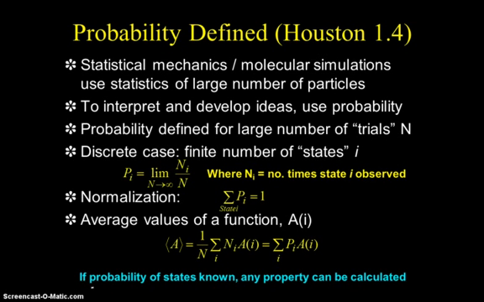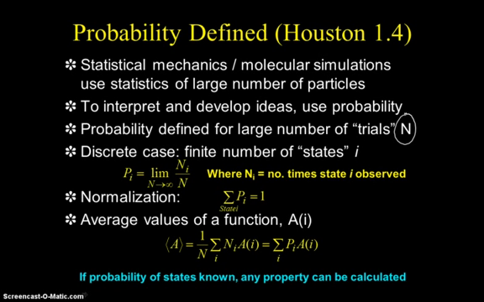To talk about probability, statistical mechanics and molecular simulations use the statistics of a large number of particles. And we use probability as the basis for developing these theories. So I just want to make sure some terms are clear. If you've taken an elementary probability and statistics course, you probably have heard these terms before, but maybe it's helpful to go through them. Probability, first of all, is defined for a large number of trials, and that number is capital N. And we assume that there's a discrete number of outcomes for a trial, and a lot of times gambling is used as an example.